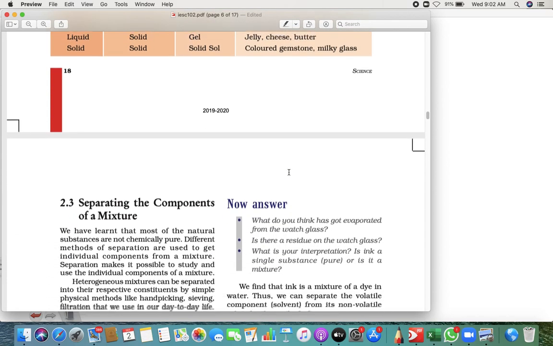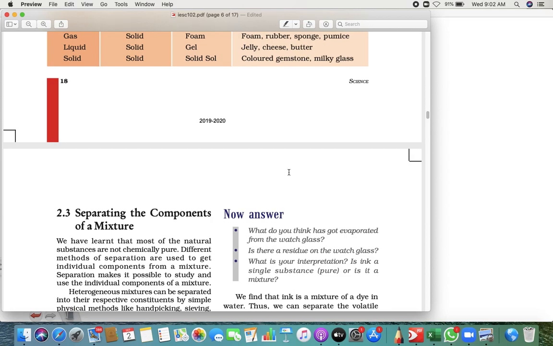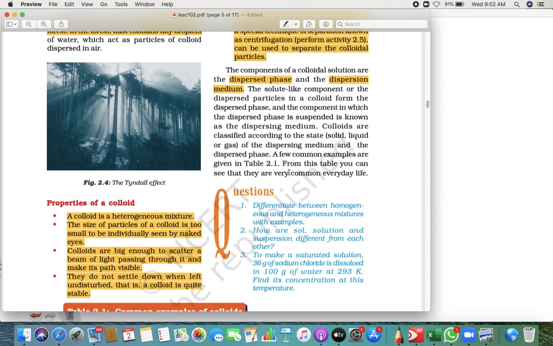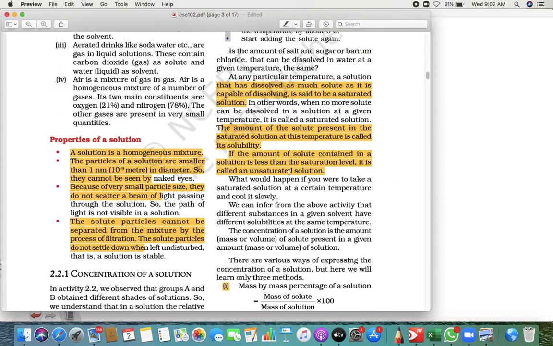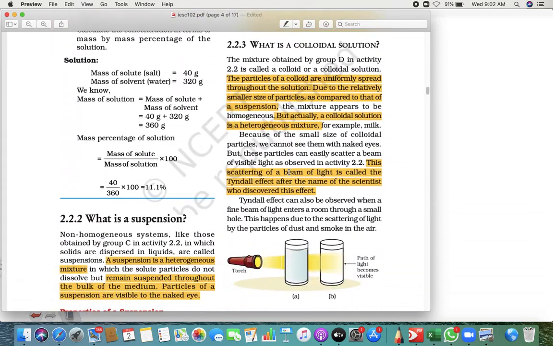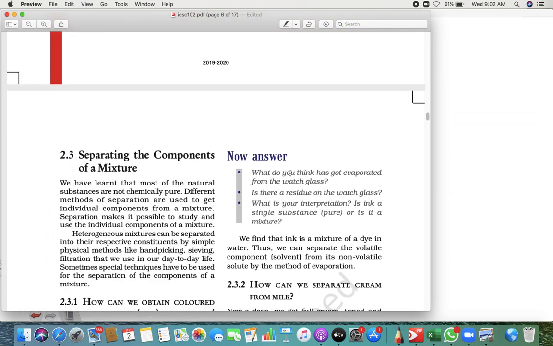Fine. Now, we have understood the types of solutions, that is homogeneous and heterogeneous mixtures. Then we have seen other types of solutions in terms of what is a solution, properties of a solution, suspension, colloidal solution. Now we are talking about separating techniques. How can you separate certain heterogeneous mixtures? Now you know a heterogeneous mixture, for example, can be easily separated by hand picking.